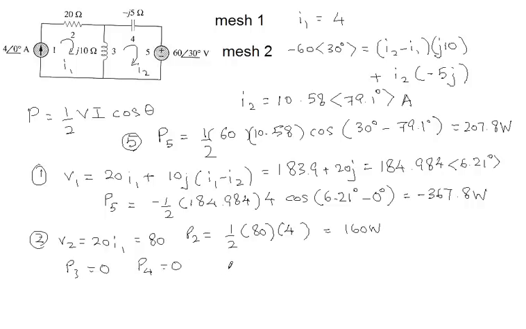It is important to note that P1 plus P2 plus P3 plus P4 plus P5 adds up to 0. This tells us that power is conserved.